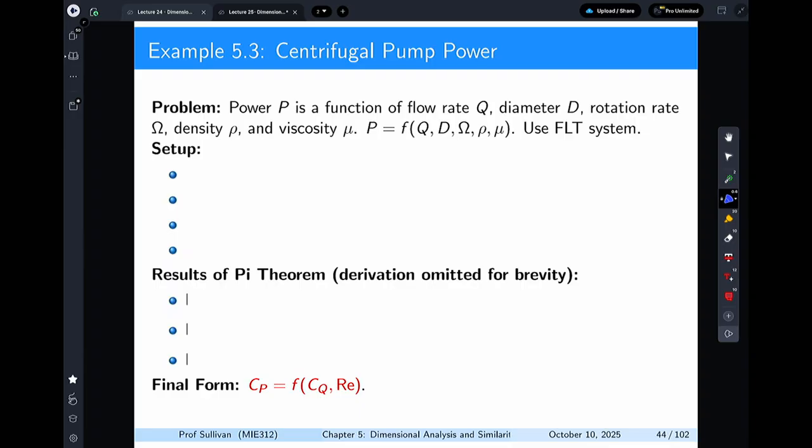So more terms. In this case, we have a centrifugal pump. We want to know what the power is. The power is a function of flow rate, diameter, rotation rate omega, density, and viscosity. So we have a function that goes as power equals Q, D, omega, rho, and mu. We're going to do the same thing again, and use an FLT system. I hate them, but that's one of the things that with lectures you have to do it this way. You have more options on your own.